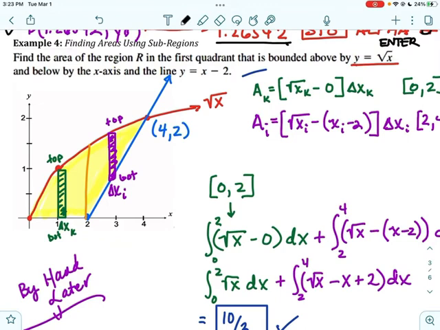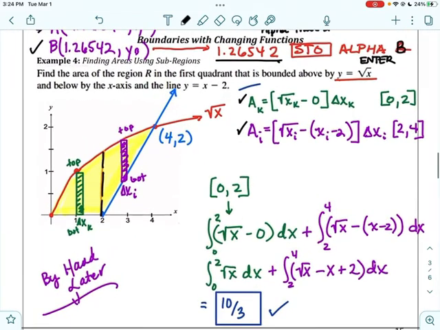Now I split the area into left and right, because on the left-hand side of that vertical line, the representative rectangle had a top on the square root of x, but the bottom was y is equal to 0. For the other part, which looks kind of like a triangle, the top is the square root of x, but the bottom turned out to be the line x minus 2. So I came up with 2 representative areas. On the interval from 0 to 2, the area sub k was going to be the square root of x sub k minus 0, delta x sub k.